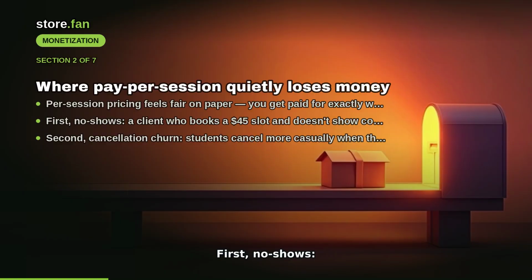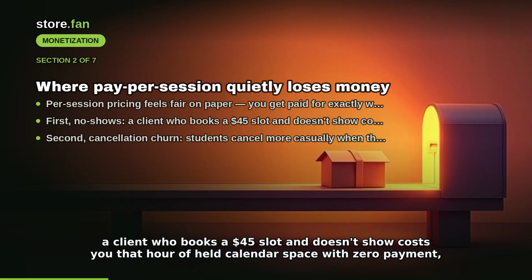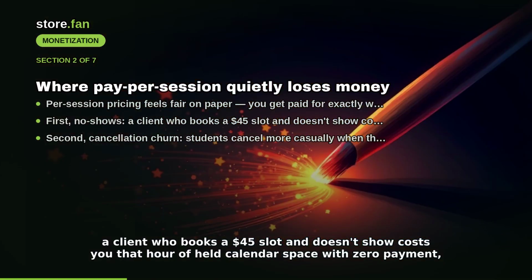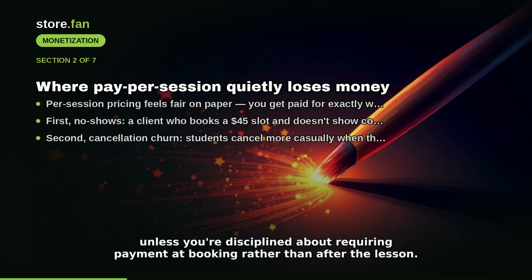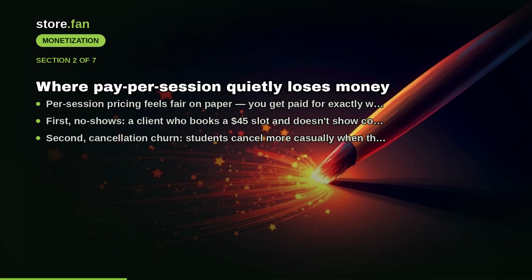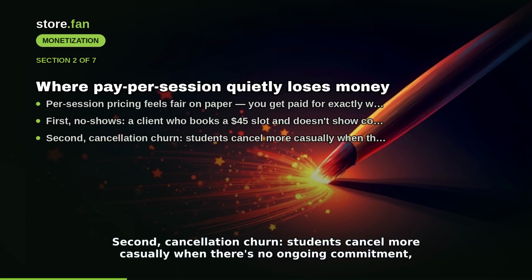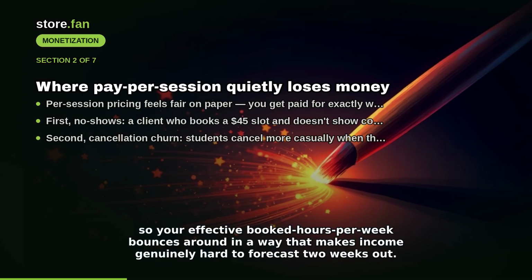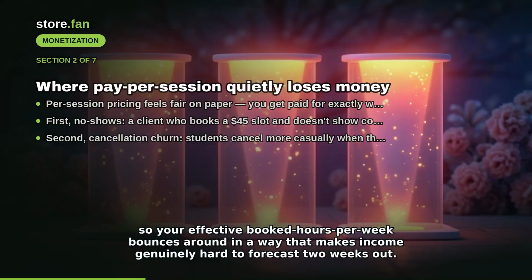First, no-shows. A client who books a $45 slot and doesn't show costs you that hour of held calendar space with 0 payment, unless you're disciplined about requiring payment at booking rather than after the lesson. Second, cancellation churn. Students cancel more casually when there's no ongoing commitment, so your effective booked hours per week bounces around in a way that makes income genuinely hard to forecast 2 weeks out.